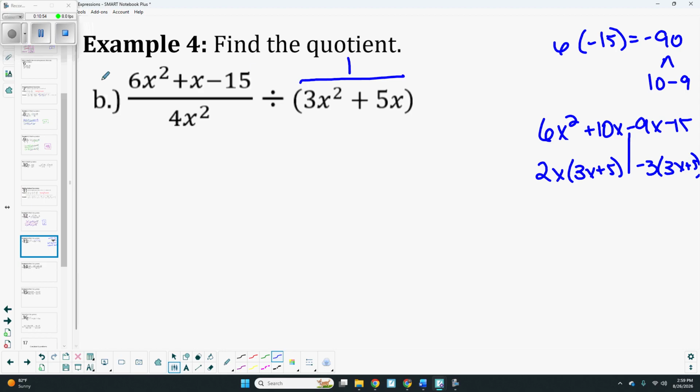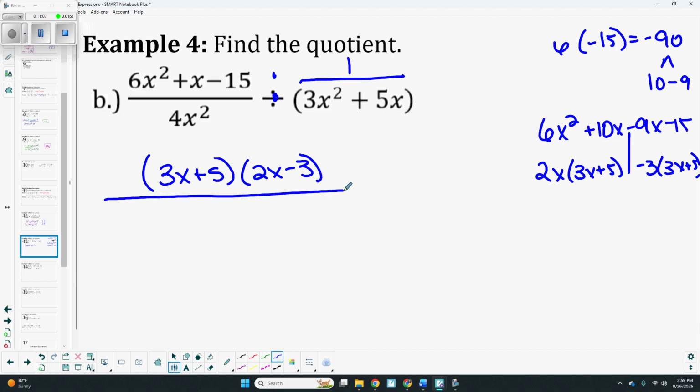So this part right here factors to 3x plus 5 times 2x minus 3, right? Times now the 1, so we don't have to put that on top. Bottom, we had 4x squared. And then out of this, I have a GCF of x, and that leaves me with 3x plus 5. So the 3x plus 5's cancel. That's all that cancels, so we're left with 2x minus 3 on top.